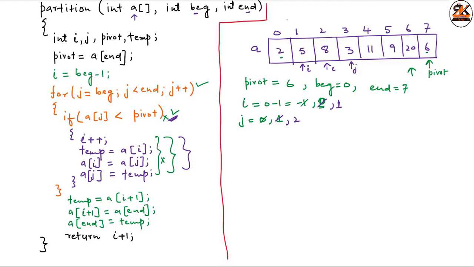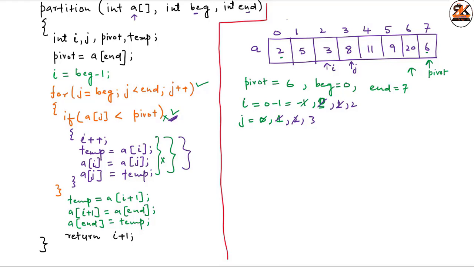Now i will point to this location. i will be incremented to 2, and i is no more pointing to the earlier location. We have to exchange the contents of i and j. j was already incremented to 3. So we have to exchange 8 and 3. After exchanging, 8 will go to this location and 3 will come to this location. Again you see the contents pointed to by i and to the left of i are less than or equal to 6.